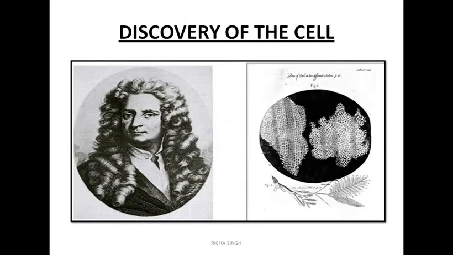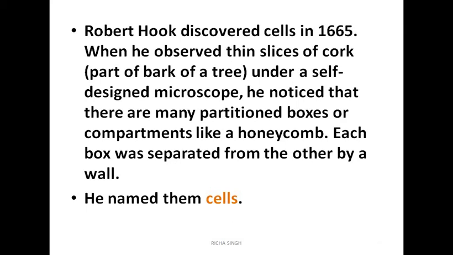Then who discovered the cell? The cell was discovered by Robert Hooke in the year 1665. He observed slices of cork, which was a part of the bark of a tree, and when he observed it under a microscope, he saw many partitioned boxes like a honeycomb, and each box was separated from the other by a thin wall. Then he coined the name cells for them. So remember this, Robert Hooke discovered the cell in the year 1665.